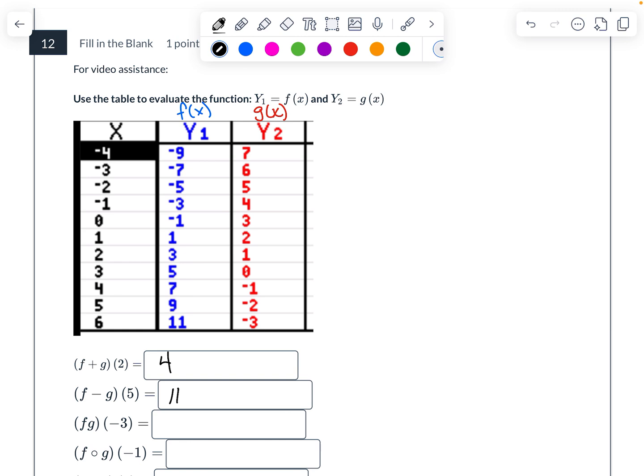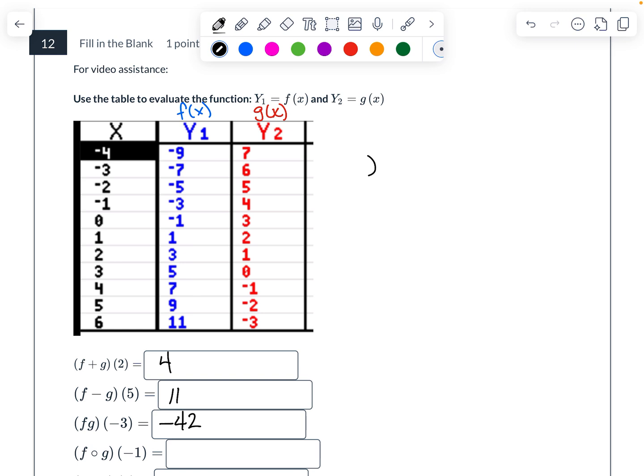So on the next one, they're asking you for negative 3. So we go here to negative 3. And they're asking you to take f times g. So they're asking you to take negative 7 times 6. So that answer is negative 42.